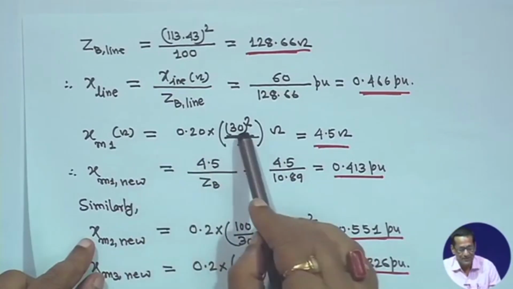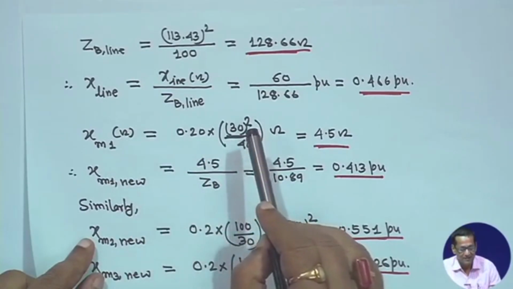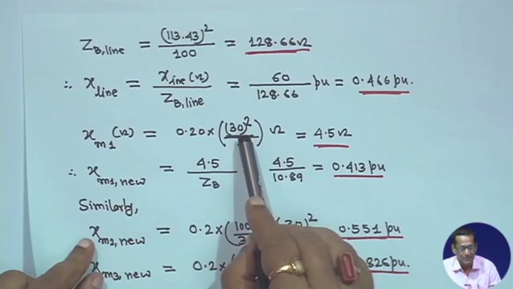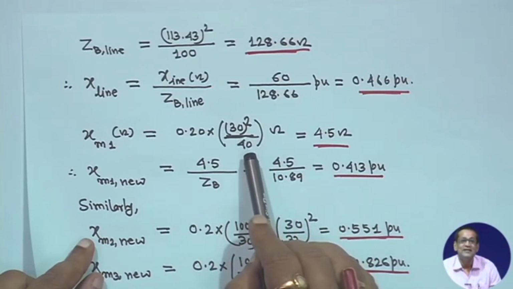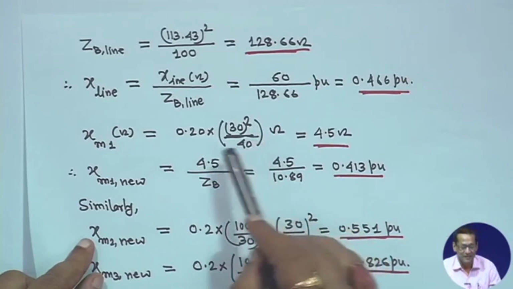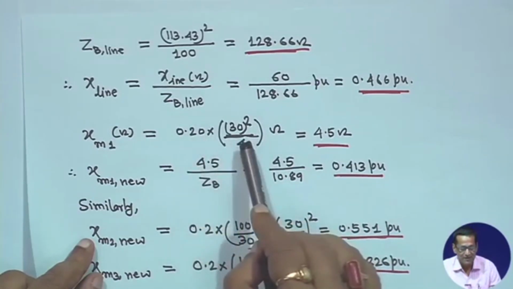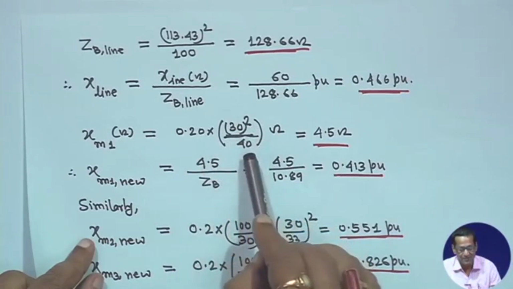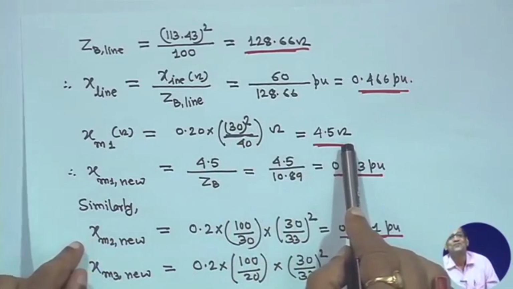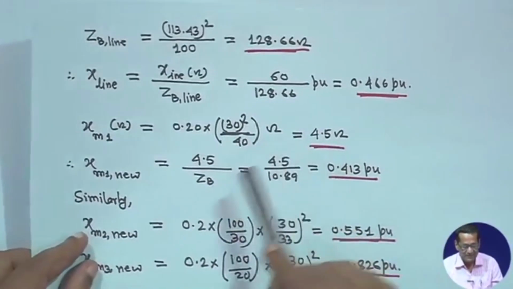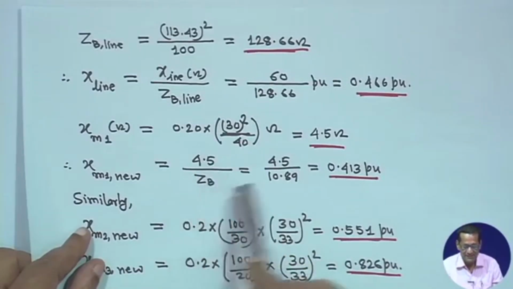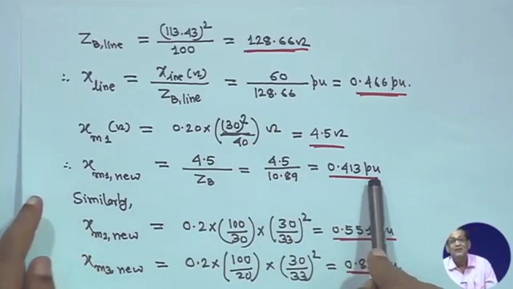For motor 1, the rated base voltage of the motor was 30 kV and the rated MVA was 40. So it is kV square upon MVA, because the value for a motor is always given on the base of its own rating. So, 0.20 into 30 square upon 40 is 4.5 ohm, that is the ohmic value. But Z base we know is 10.89 ohm, therefore 4.5 upon ZB is 0.413 per unit.